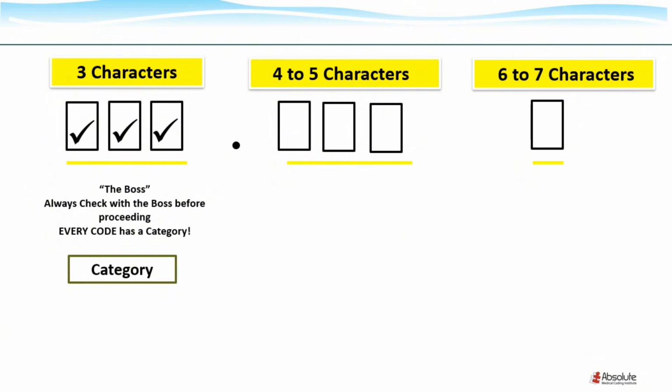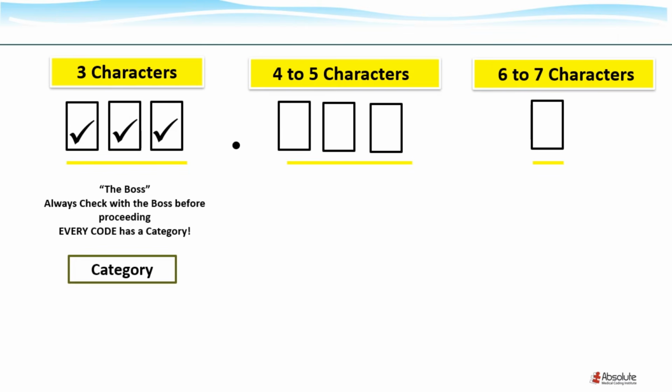And we call it the boss because just like a boss anywhere, you have to check with the boss before proceeding. Now, one thing that's important to note, every single code has a category in it. All right, so every single code has a boss. That means if there's a pertinent guideline, you're going to find it at the boss level.